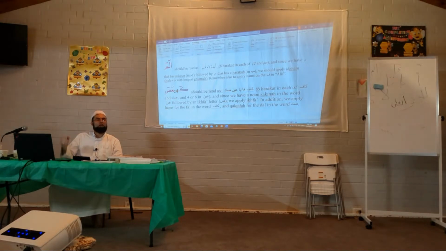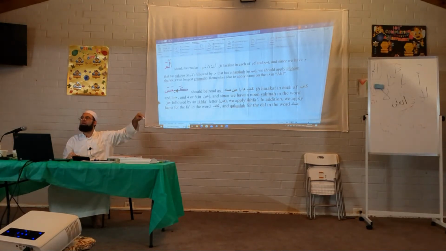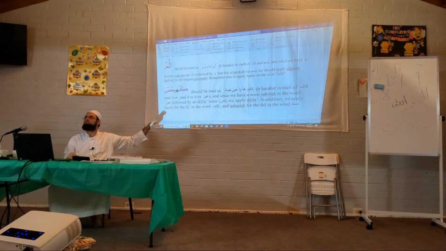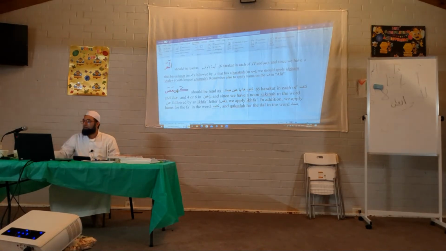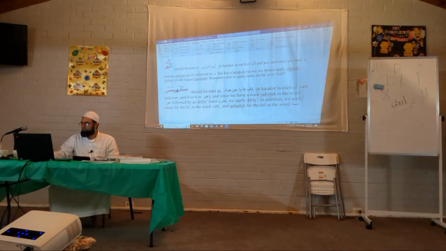Why? Because there is another type of idgham, it will come in level 7. It's called types of idgham. When you have, like, ba with sukun and then ba with haraka, drop the first, stress the second. Same thing here, mim with sukun followed by mim with haraka. Drop the first, stress the second. Tamam? So both of you are right. Lam mim, we're done with that.